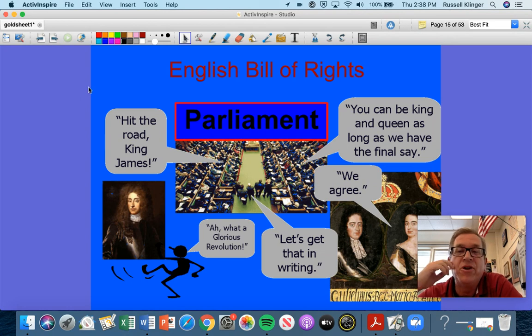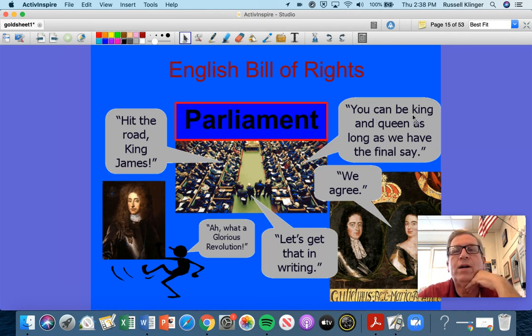Another key topic in your notes, if you're following along here, is the English Bill of Rights. In the latter part, the end of the 1600s, there's a king by the name of James, King James of England, and there's going to be a little revolution that starts against him, led by a lot of kind of religious fanatics.